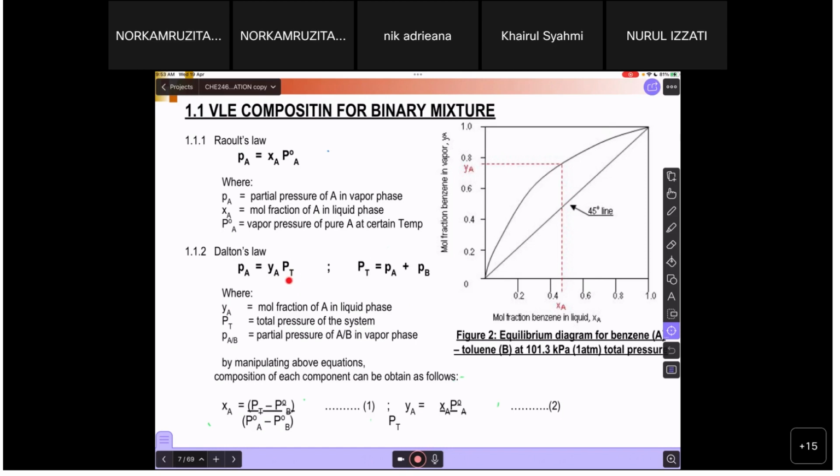If you cannot use this one to find XA, find this one, no problem. If you cannot find YA using this equation, you use this equation. So definitely your job is to complete the curve. So your job is to complete the curve, right? So don't forget to draw the 45-degree line and the maximum area of the graph paper. Maximum area of the graph paper.